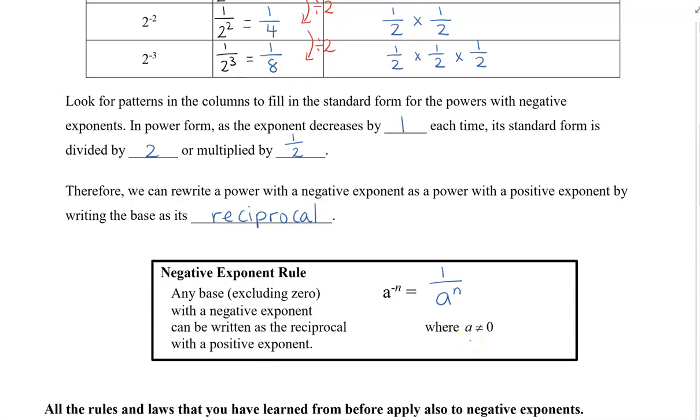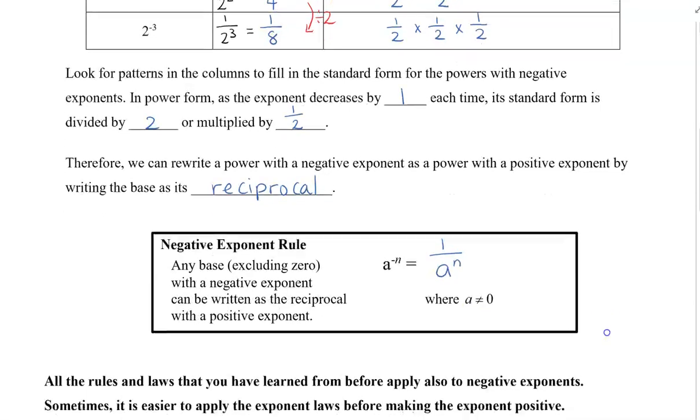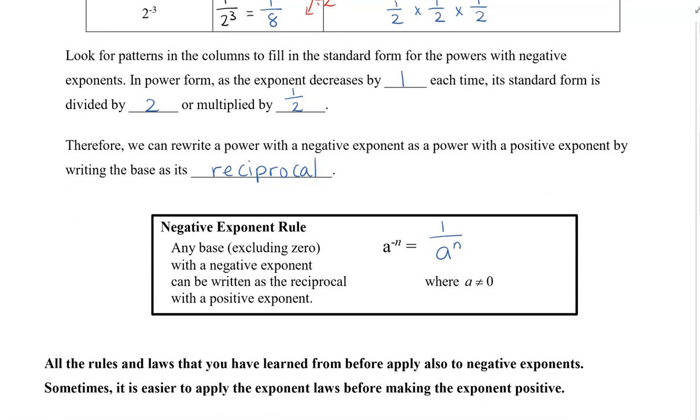Now, all the rules and laws that you have learned from before also apply to negative exponents. So all your power of a product rule, power of a quotient rule, and power of powers all apply also to negative exponents. Now, sometimes you will find that it is easier to apply the exponent laws before making the exponent positive or applying the negative exponent rule. So let's take a look at some examples.